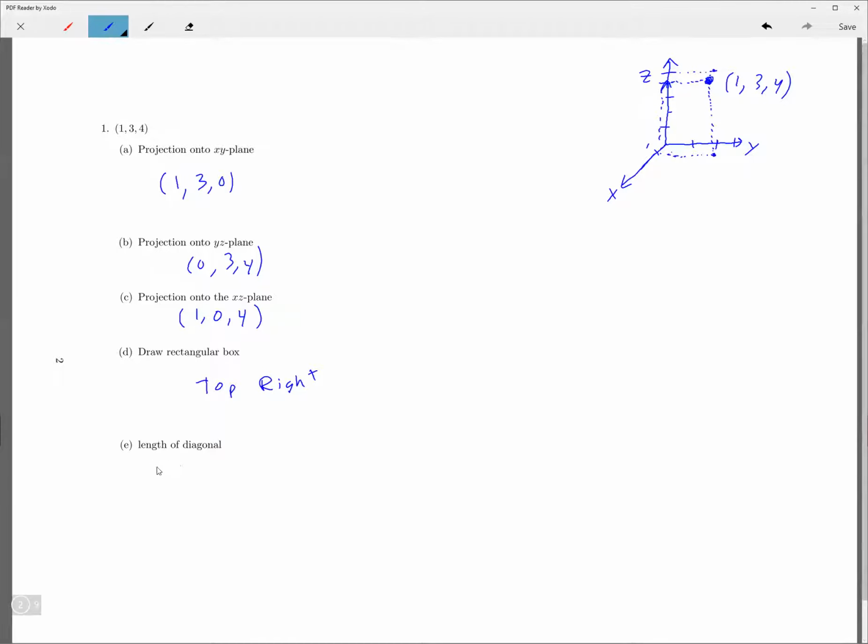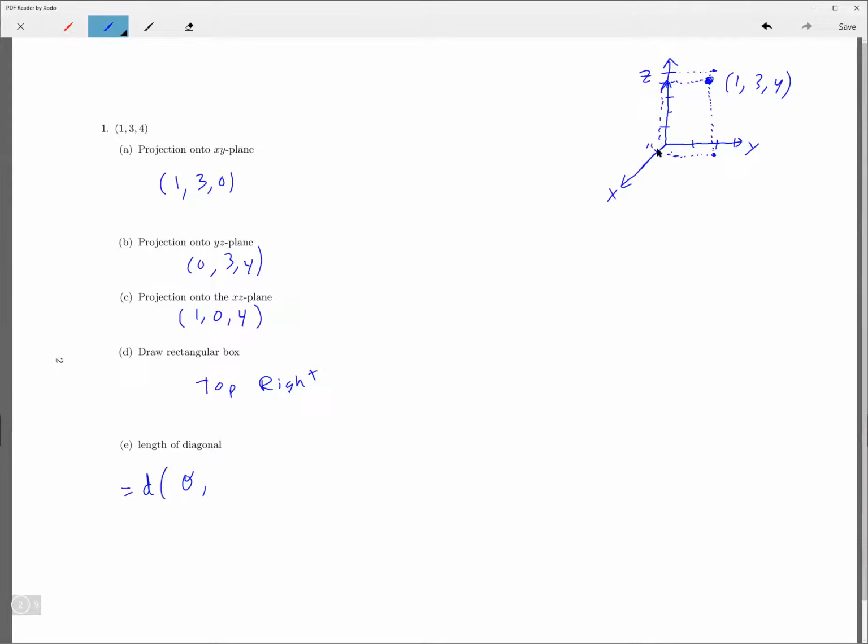Isn't it just the length of the triangle? Did you find the hypotenuse of that? The diagonal would go from this (1, 3, 0) to, so that would be the distance between the origin.